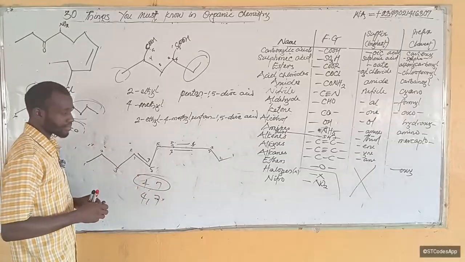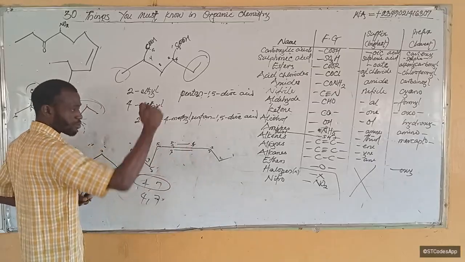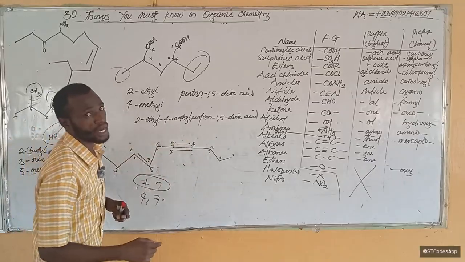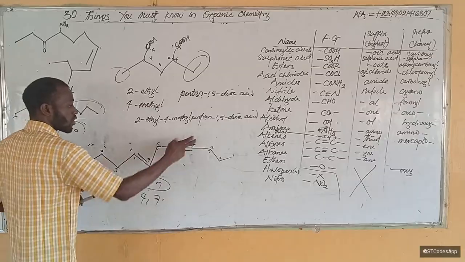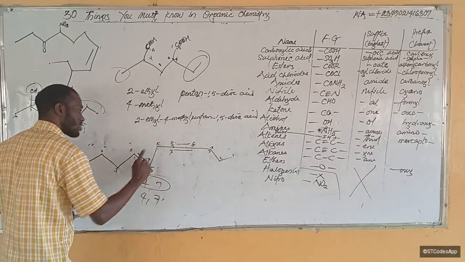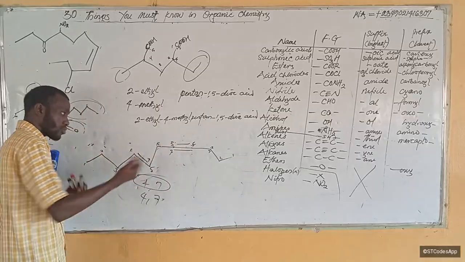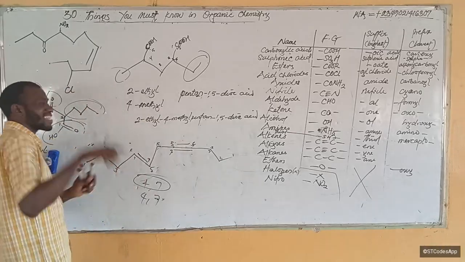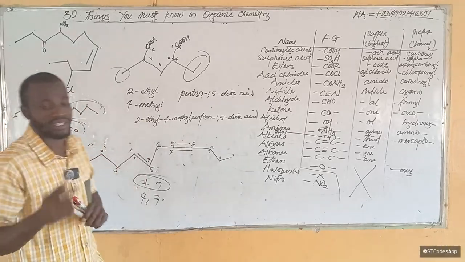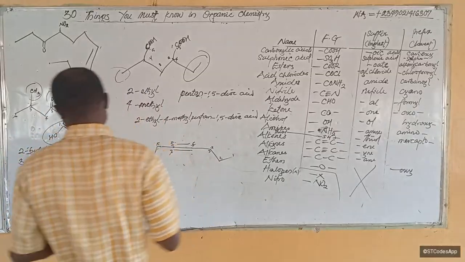Is that clear? Because if we come in this direction, the triple bond is the one that will get the lowest possible number. But either way, both directions give us the same set of numbers, right? So since we have that kind of case, we will now give our king the priority such that it has the lowest possible number. Is it clear now?